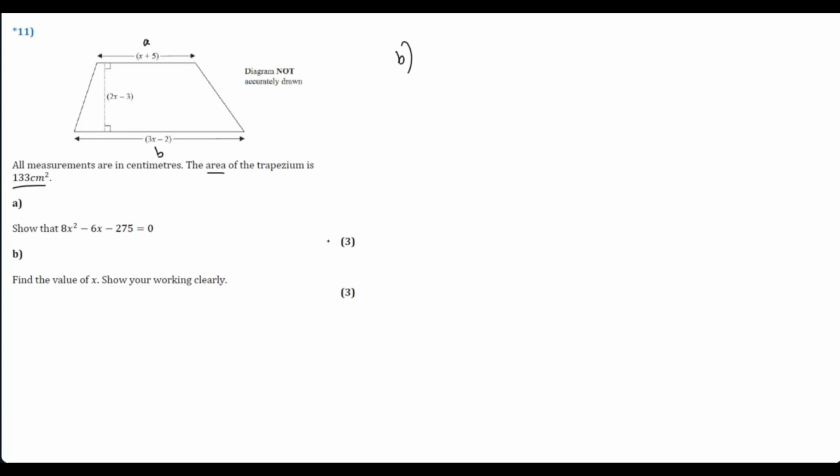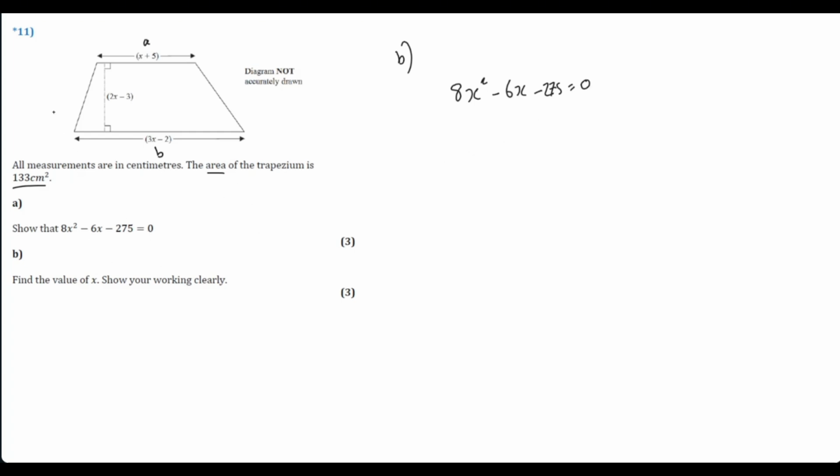Part B, find the value of x, show your working clearly. This is an example of where if you don't know how to do part A, you can still do part B. So a lot of these multi-part questions, don't give up on a whole question just because you couldn't do the first part. This is a follow-on question, but we know what we have to solve and we know what the equation is. So the equation is 8x squared, take away 6x minus 275 equals 0.